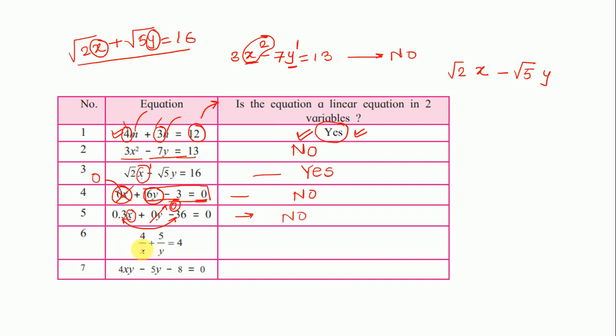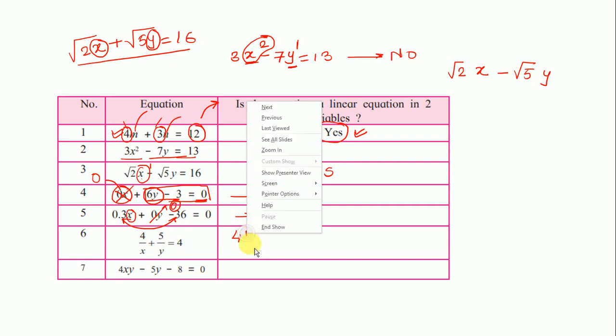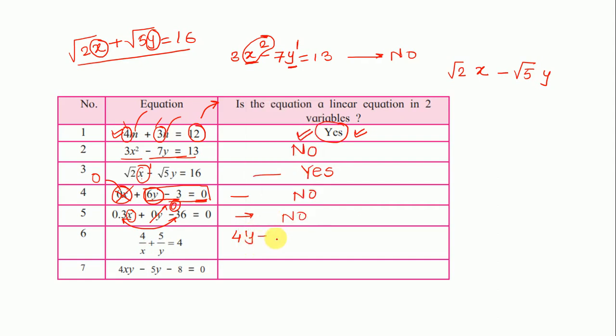The equation number 6, 4 divided by x plus 5 by y equal to 4. We can write it as follows: 4y plus 5x equal to 4xy, just by cross multiplication. See, the power of y is 1, the power of x is 1, but you can see the right side term does not have degree 1. So this is not a linear equation in two variables.